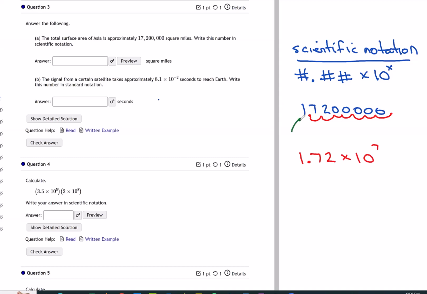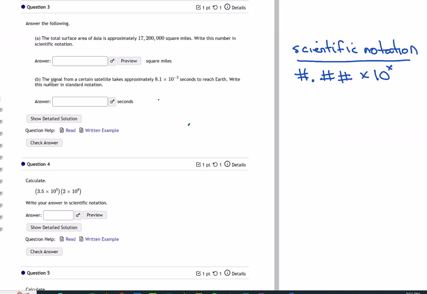From this number to this number, it's getting smaller. If this number is smaller, then this number has to compensate to make them equal. When this gets smaller, this gets bigger, and vice versa. If this got bigger, then the other one would get smaller. Well, I'm sure we'll do one like that in a minute. The answer to this is right here.